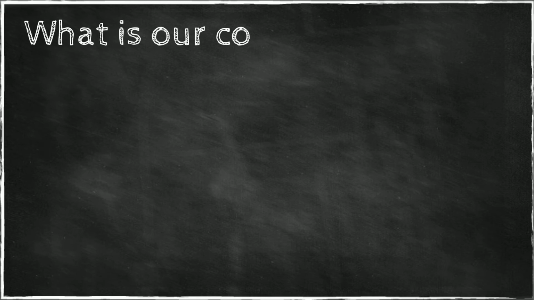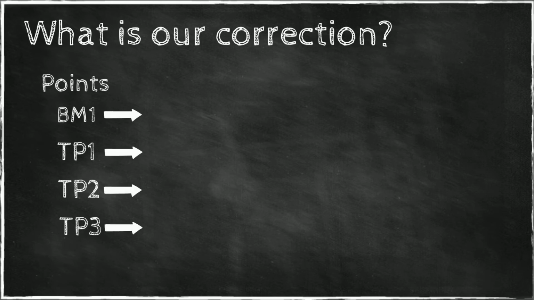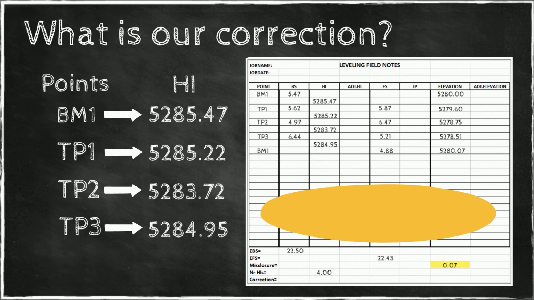What is our correction? First of all, we have 1, 2, 3, 4 instrument setups. That means we have 4 heights of instrument. So our number of heights of instrument is 4. If we take this misclosure, we change its sign to minus 0.07 to make it a correction, and divide by 4, we get our correction per height of instrument.